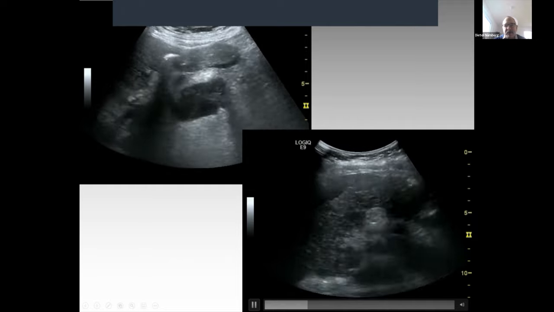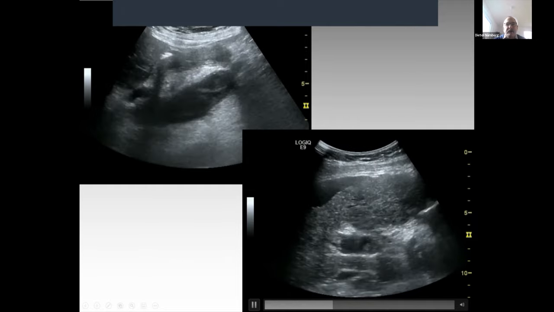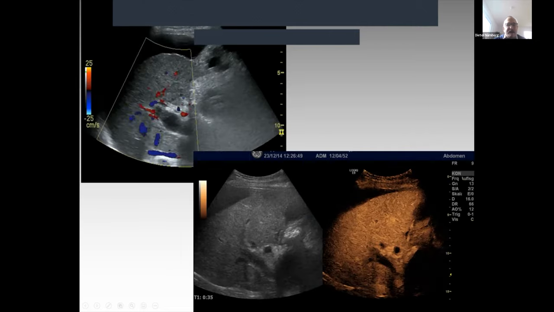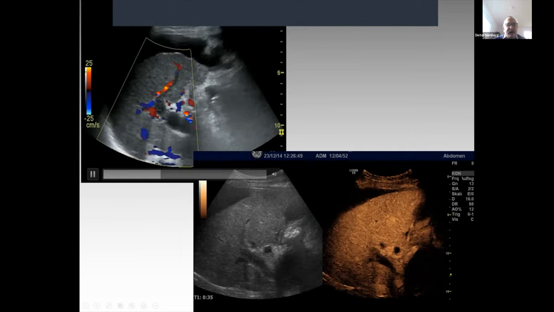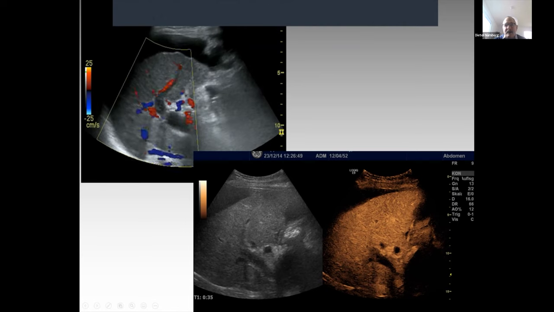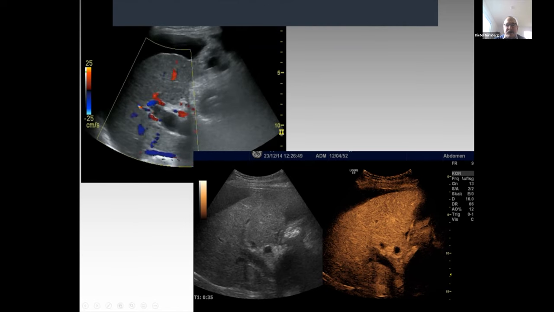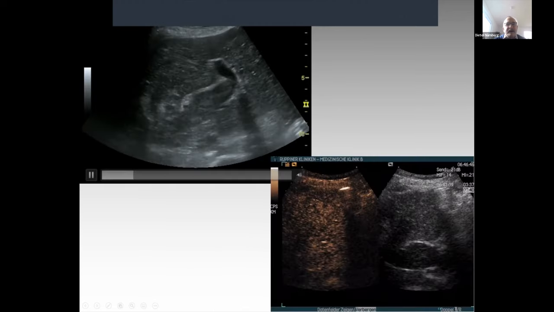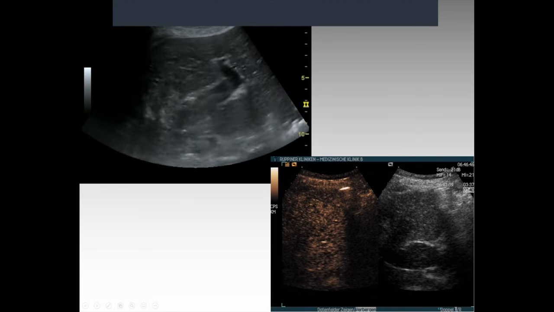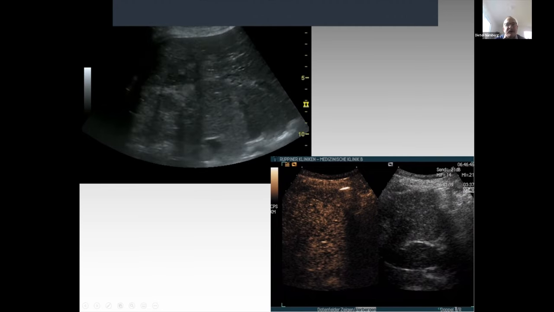Fresh thromboses are echo-pure, and sometimes they are changing their image. Echo-pure, fresh thrombosis, no signal, no malignant thrombosis here in contrast media ultrasound. That is important. And in old thrombosis, in tumor thrombosis, you have signal in contrast media ultrasound.